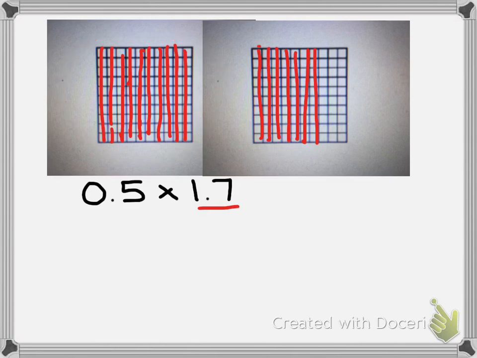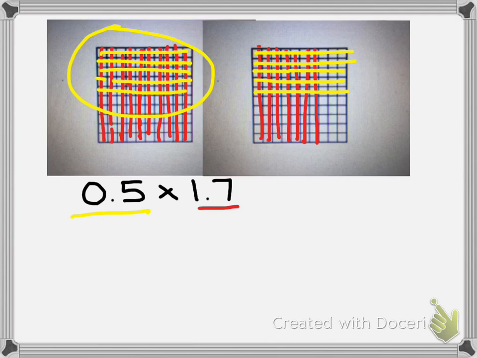All right, now what we want to do is go ahead and model the 5/10, or half of the 1 and 7/10. Go ahead and pause it and do it now. I'll do the same. And there it is. Hopefully you shaded half of this one and half of this one. Or instead of saying half, we could say 5/10 of each one. All right, here's the hard part. Now we got to count them all up.